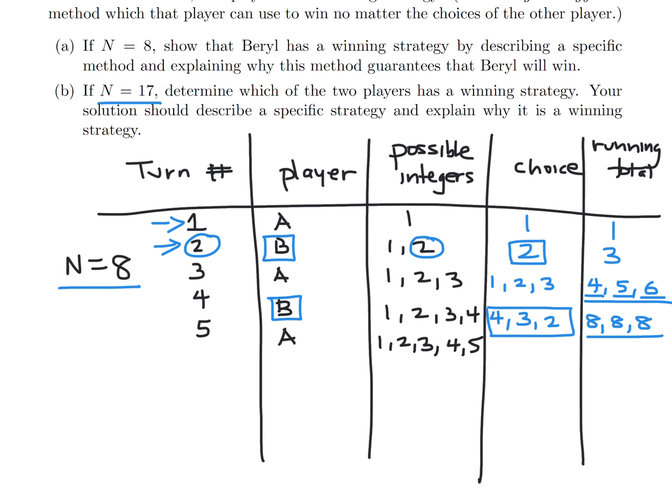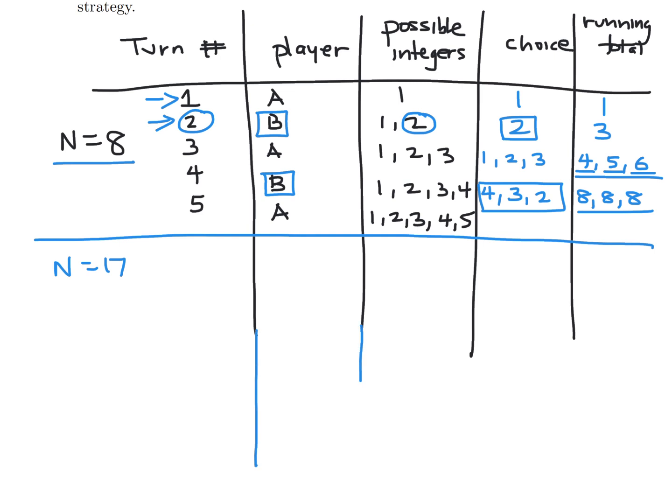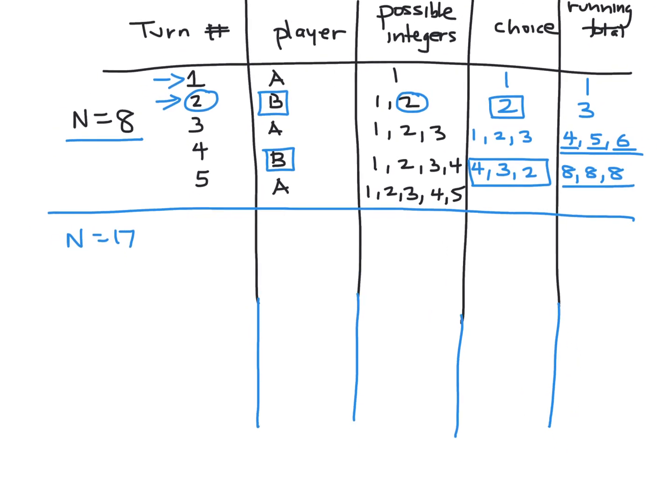Part B, if n is 17, determine which of the 2 players has a winning strategy. Okay, so now we've got pretty much the same story, but now n is 17. So let's see what we can do here. Okay, so again, I have no idea how long this is going to go, but 17, so maybe a little bit longer than the previous one.